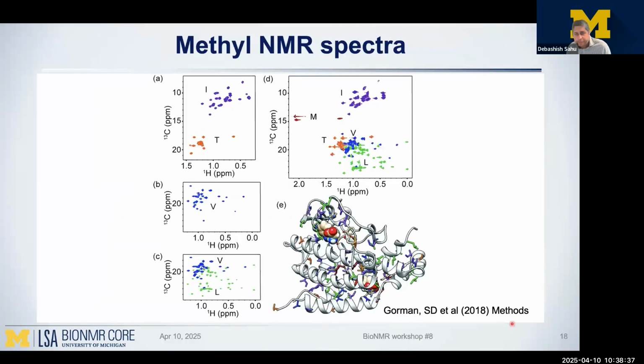Okay. So let's say you make a combination. So this particular spectrum is just labeling threonine as well as isoleucine. So you get this. This is using everything. That is, you use all the metabolites to label it. You get this particular spectrum. You can just label valine and leucine. And this is a 30 kilodalton protein that we were looking at.